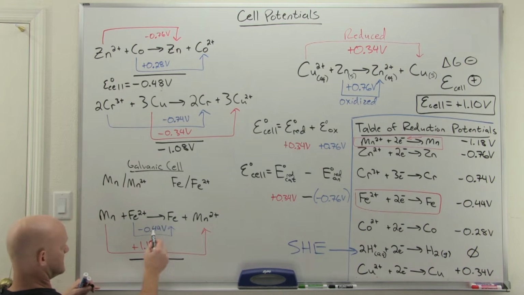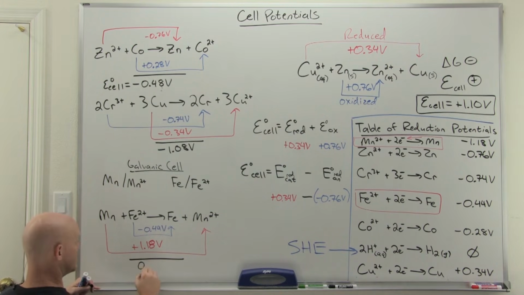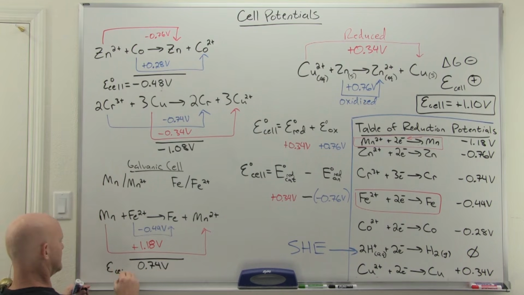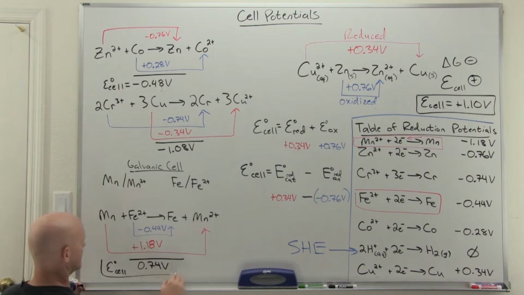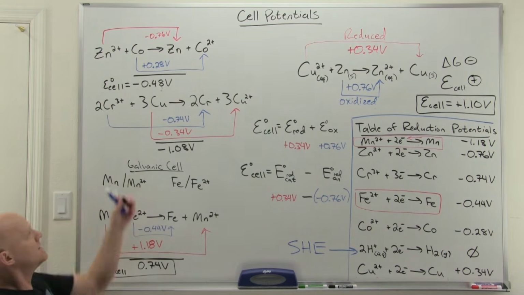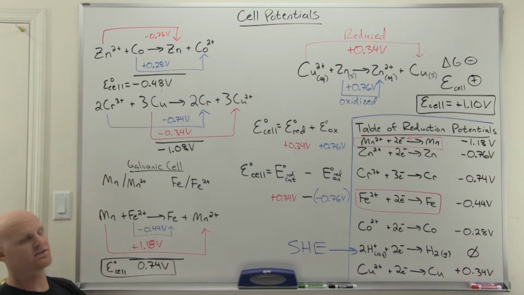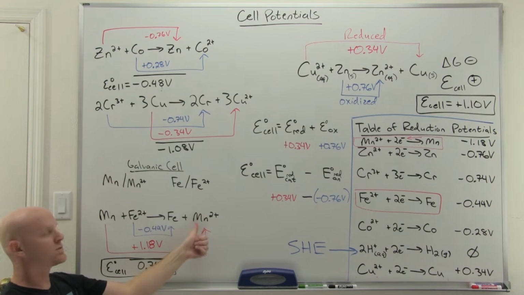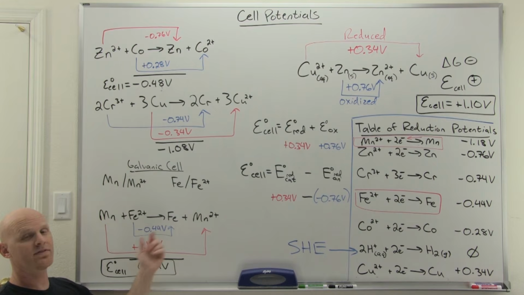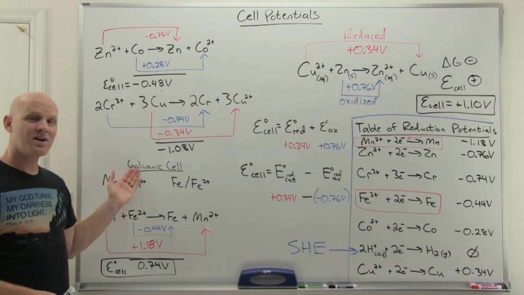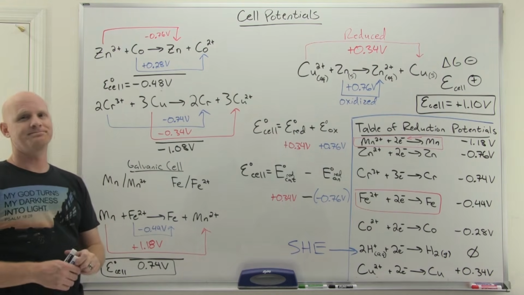Cool. If we look here, 0.98 plus another 0.24 is 0.74 volts. I think I did that right. For our Ecell here. And again, we designed it to come out positive. It had to come out positive because we were told it was a galvanic cell. Notice if we'd done the exact reverse reaction instead, which would have had the iron reaction going backwards, it would have come out to negative 0.74 volts. But because we were told it's a galvanic cell, we had to make sure it came out positive.